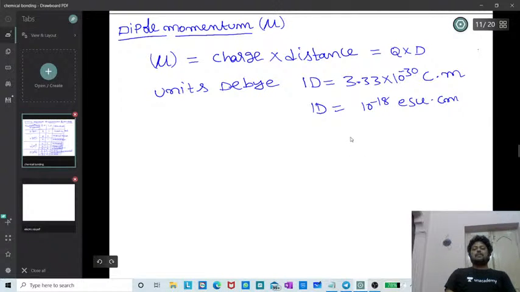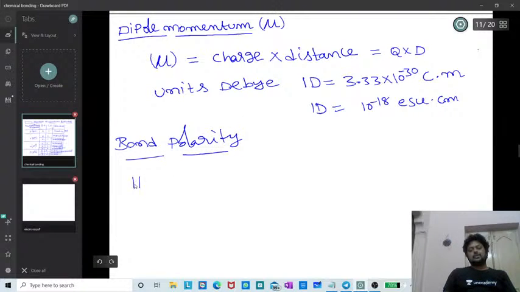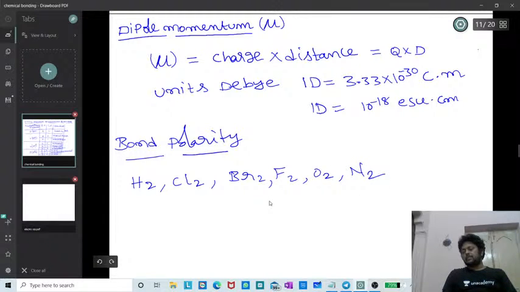How does a molecule get a dipole moment? For that you need to know bond polarity. For example, take molecules like H2, Cl2, Br2, F2, O2, N2. These are all homodiatomic molecules. In this case, between H and H, a single covalent bond is present, and that bond's electron cloud is symmetrically arranged between the nuclei of the two H atoms.